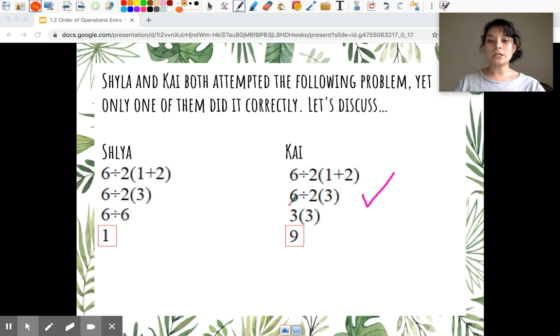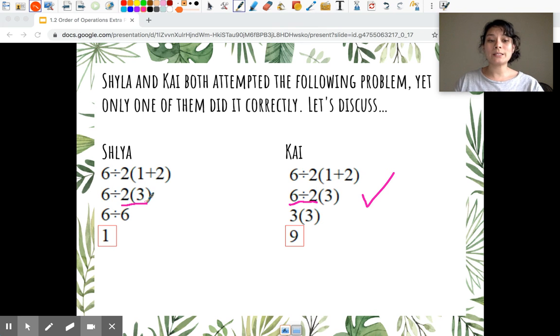What Kai did first was that he divided 6 and 2, and he got 3. What Shyla did was she multiplied first, and that was her mistake. And a lot of students fall into this trap. There's 2 reasons why she might have done this incorrectly. So one thing that she might have thought was, oh, the M comes first in the acronym, so I have to multiply first. That's one potential way that she got it wrong.